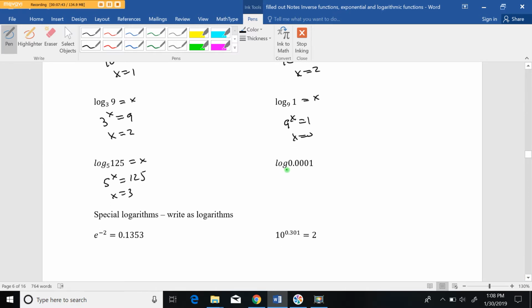All right, log with nothing written. If it's not written, it's assumed to be 10. So I'm going to put equals x. And this means 10 to the x equals this number. 1, 2, 3, 1. Yep. So x has to be negative 4.